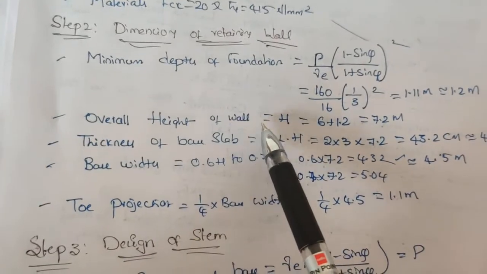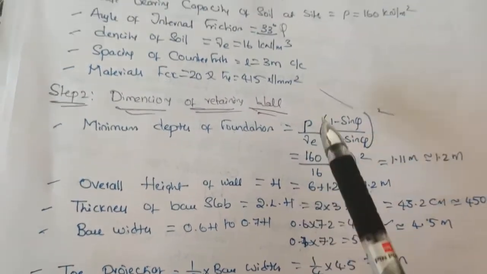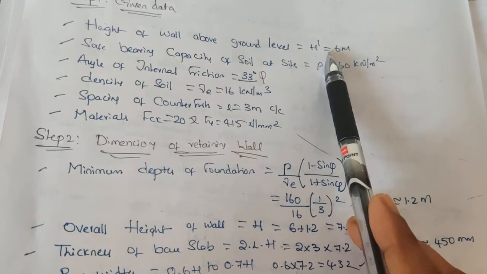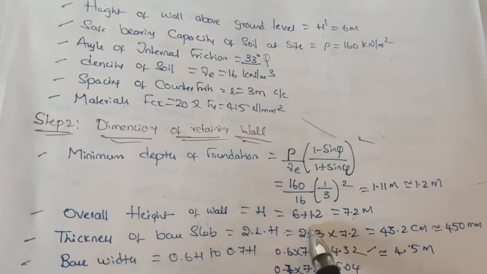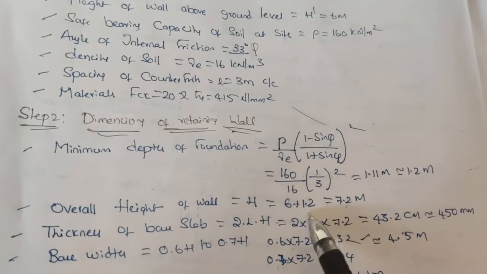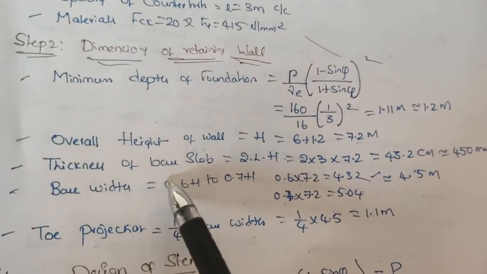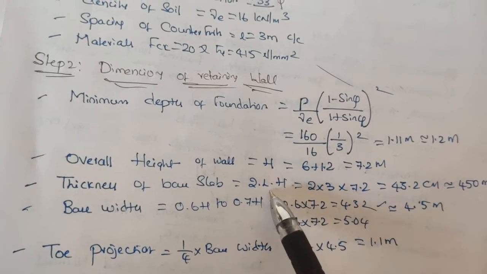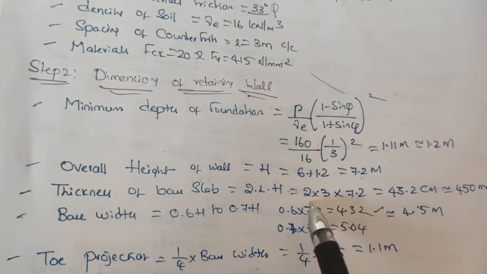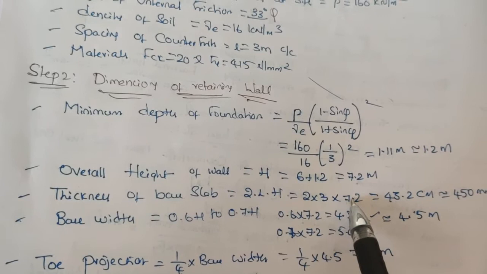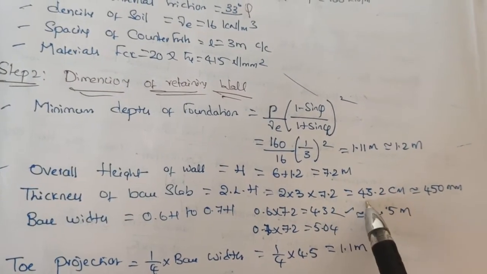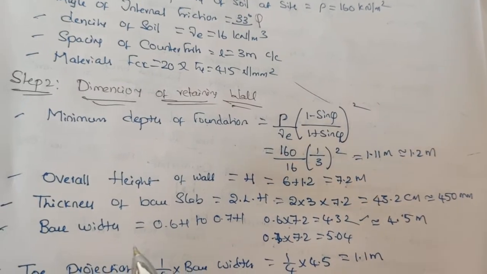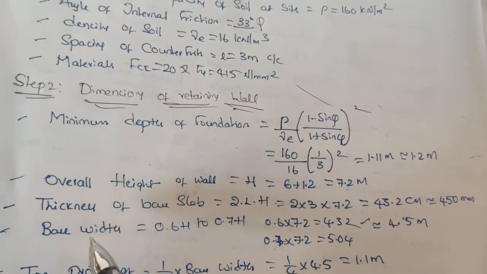So next one, overall height of the wall. Capital H is equal to height of the wall above the ground level, H dash, plus depth of the foundation, 6 plus 1.2, 7.2 meters. And the thickness of the base slab is equal to 2 into L into H. L is nothing but spacing of the counterforts here, and capital H is overall height of the wall. You are getting 43.2 centimeters, when you convert this one into 450 mm. So this one is the thickness of the base slab.